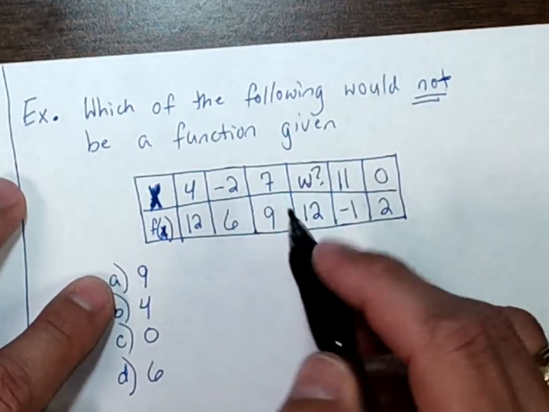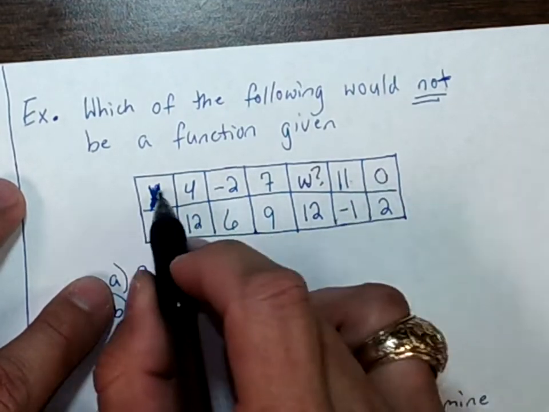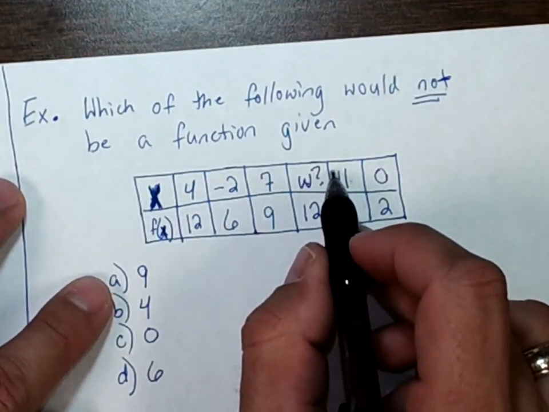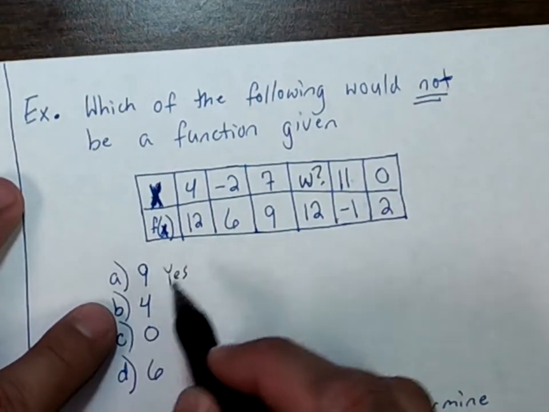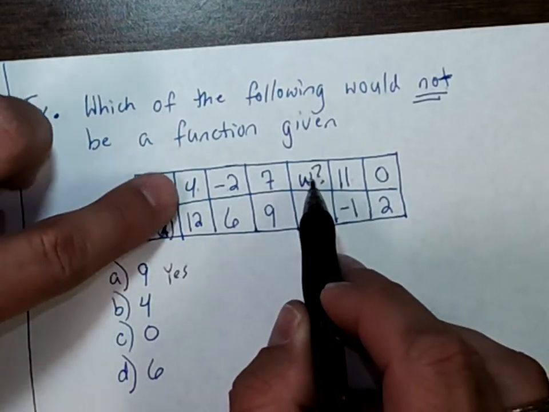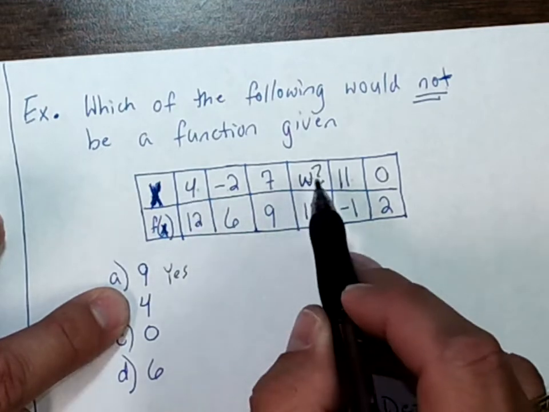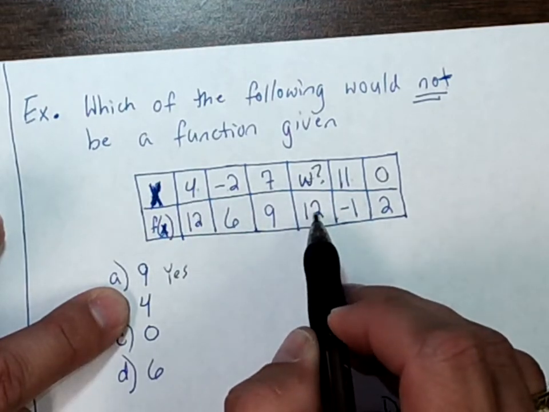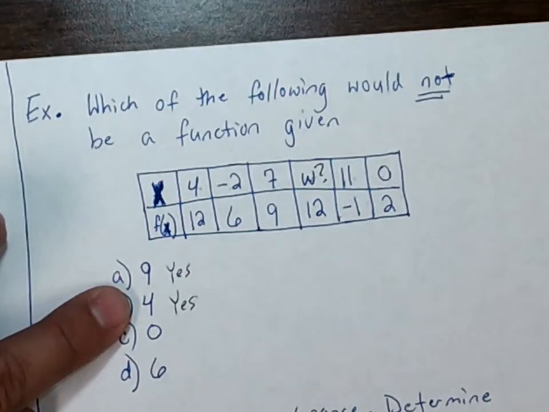4, negative 2, 7, 9, 11, 0. Did any of those x's repeat? Nope. So this is a yes. That would be a function. If I plug in 4: 4, negative 2, 7, 4, 11, 0. Notice we said 4 and 4. Well, 4, 12 and 4, 12. Oh, that's the exact same point. So that's okay, because it's exactly the same point.